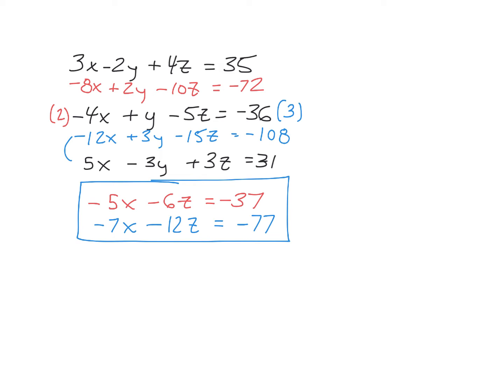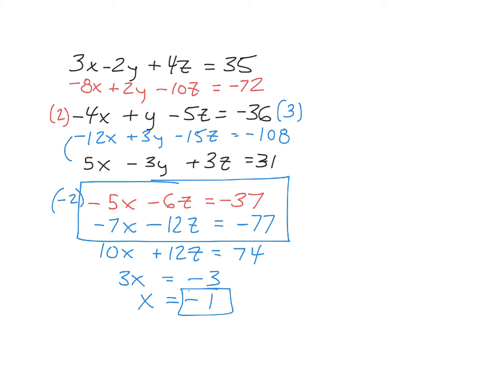And now I would solve this by elimination. I could multiply this top by -2. The z's would eliminate. I'd have 3x is equal to a -3, so x would be -1. I would plug this back into one of these equations. This is going to give me 5 minus 6z is a -37. If I subtract that 5, I get z to be a +7.